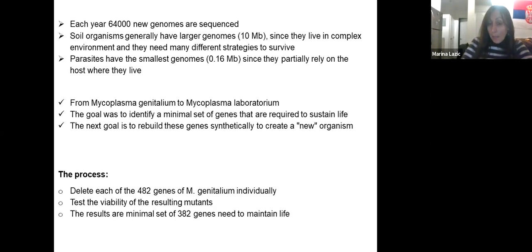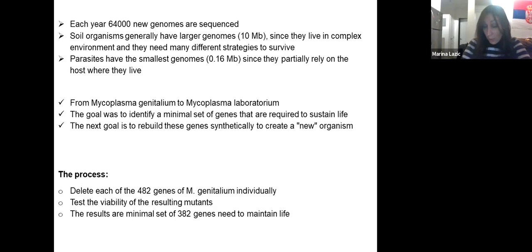And I gave here an example of the first synthetic genome, Mycoplasma. From Mycoplasma genitalium, they created Mycoplasma laboratorium. Their goal was to identify a minimal set of genes that are required to sustain life. This information they can use to rebuild a new organism. So they can use these crucial genes to synthetically create a new organism. The bottom line is that nowadays you can synthesize an organism in the lab. All you need to know is which genes are the minimal requirement for an organism to function. So that's what those guys did.